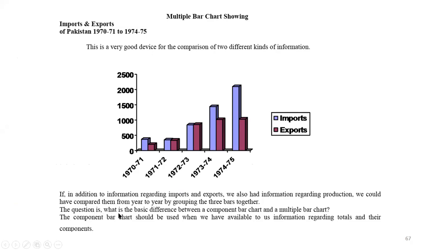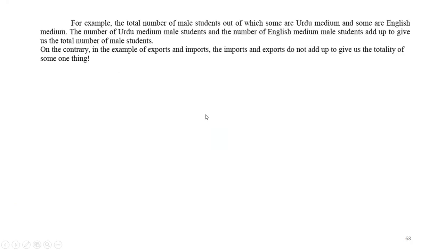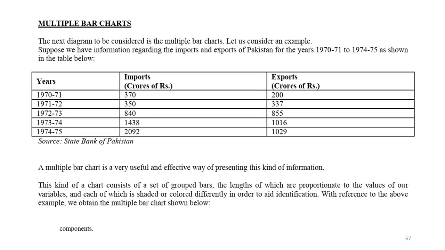The question is, what is the basic difference between a component bar chart and a multiple bar chart? A component bar chart should be used when we have available to us information regarding totals and their components. For example, the total number of male students, out of which some are Urdu and some are English medium. The number of Urdu medium male students and the number of English medium male students add up to give us the total. This is the difference between both. On the contrary, in the example of export and import, the import and export do not add up to give us the totality of something. You are getting my point.